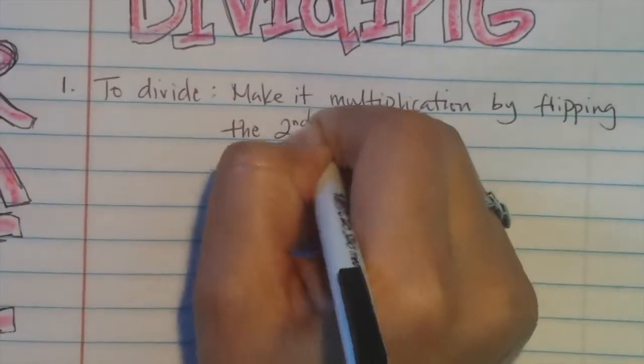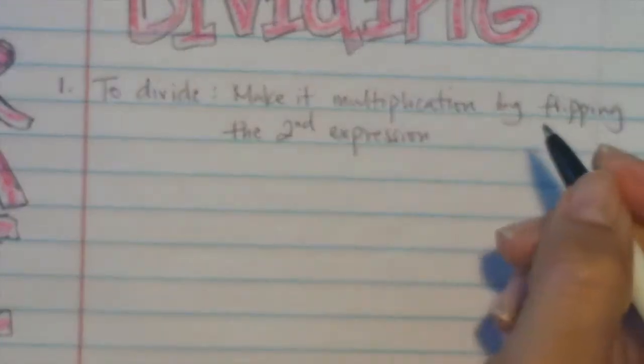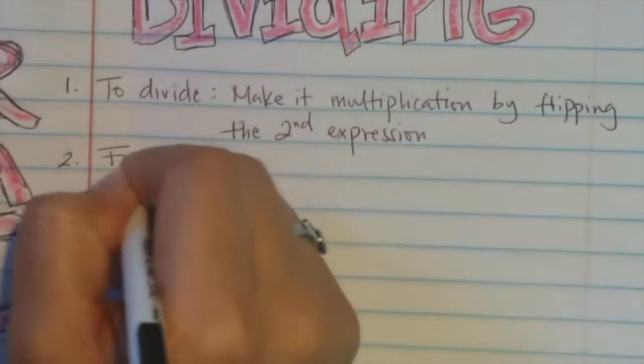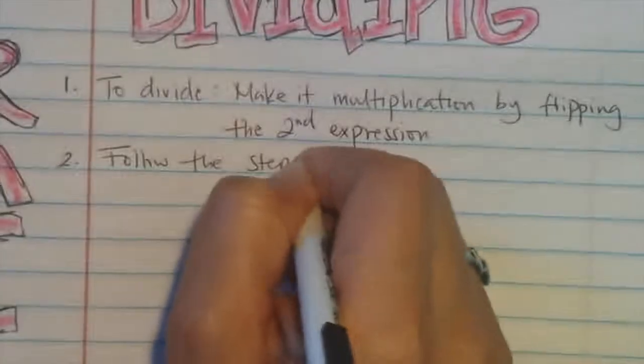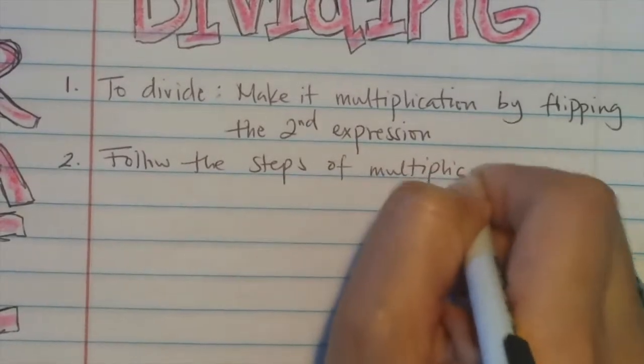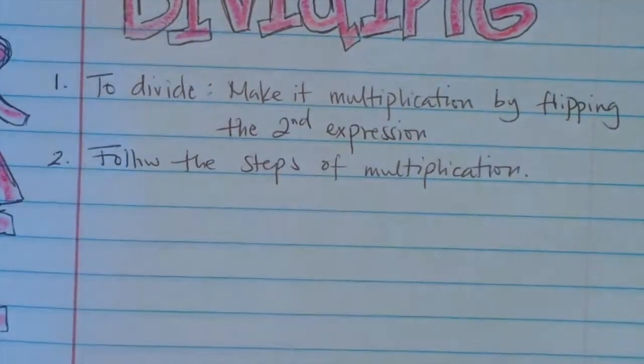Then number 2, you're going to follow the steps of multiplication. So what we just did, you're going to follow the steps of multiplication. So only 2 steps, because if you can do multiplication, you can do division. Alright, so then let's take a look at an example.